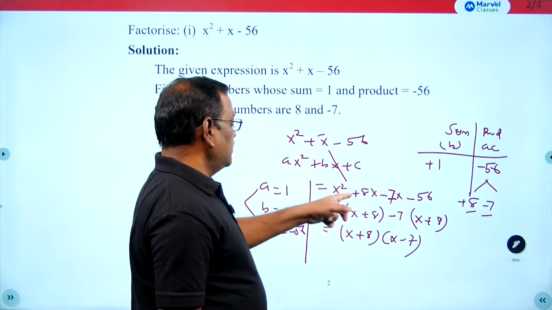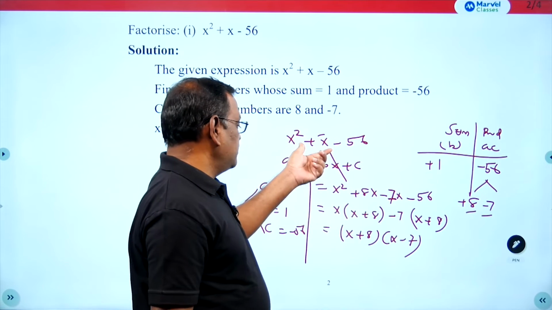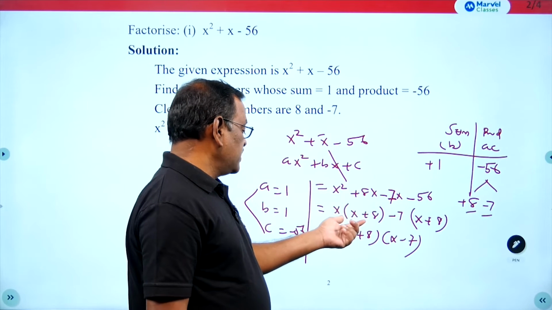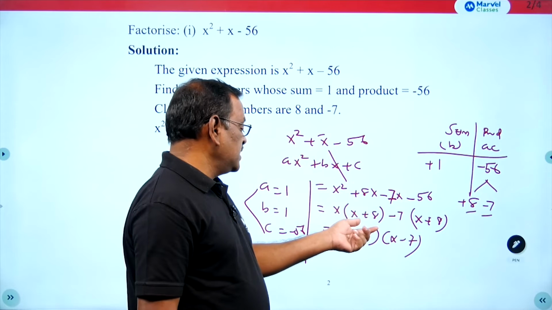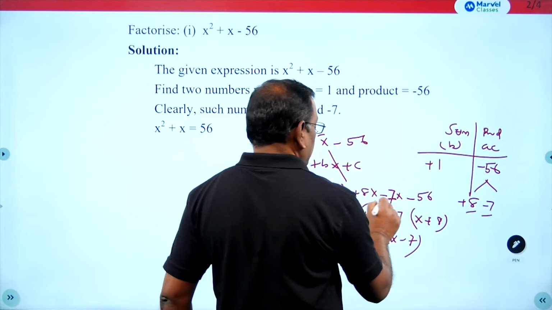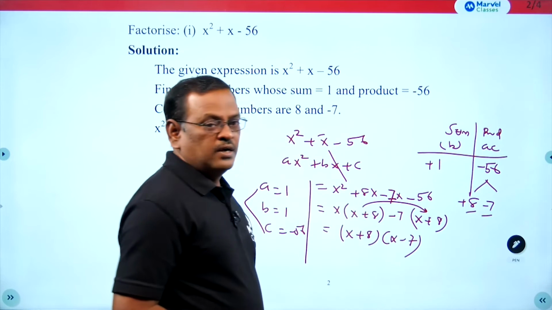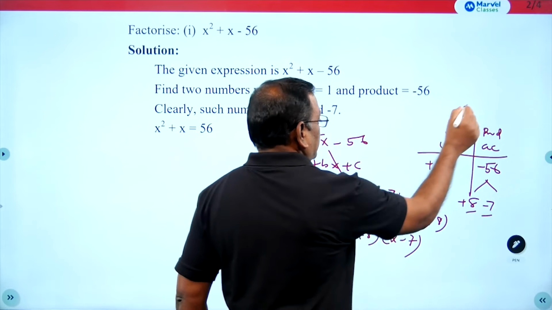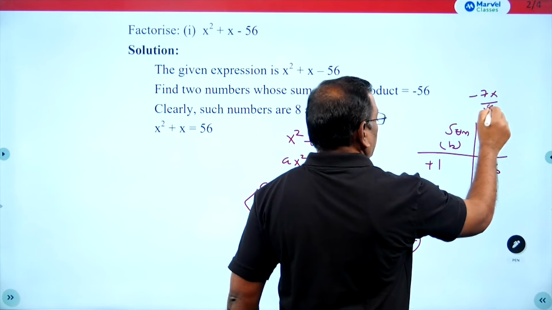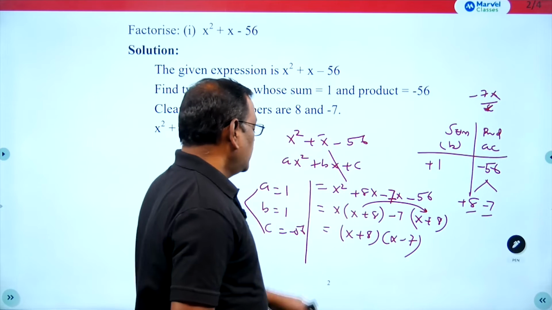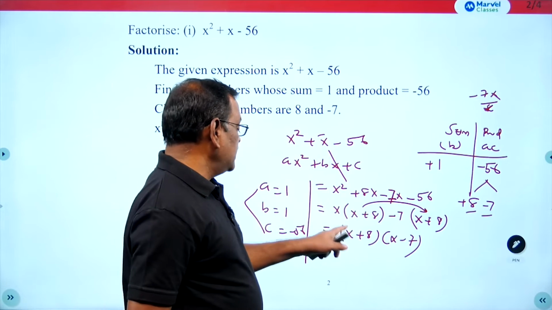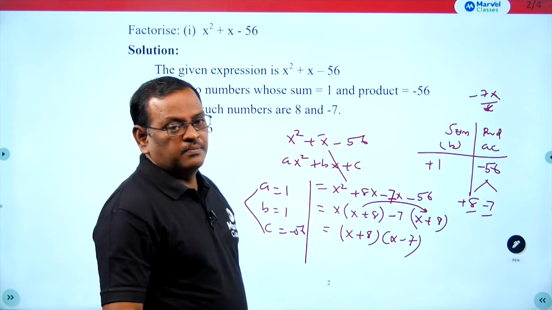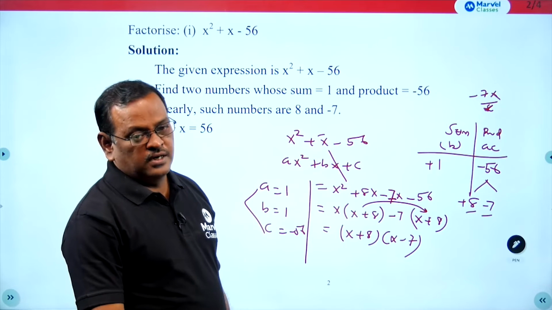So the trinomial, an expression which contains 3 terms, is converted into 4 terms, and we apply the method of grouping, taking the common factor from the first 2 terms, here x into x plus 8. Whatever expression is in the first group, the same expression should come in the second group. So x plus 8 outside, and from minus 7x, if you take x outside, the remaining factor is minus 7. Now take the binomial common factor x plus 8, and the remaining factors are x and minus 7. So this is one simple example for the splitting the middle term concept.